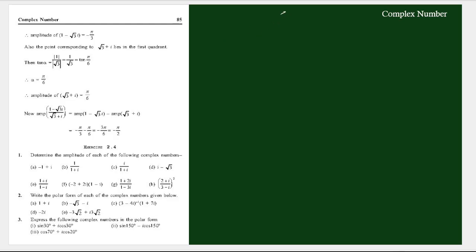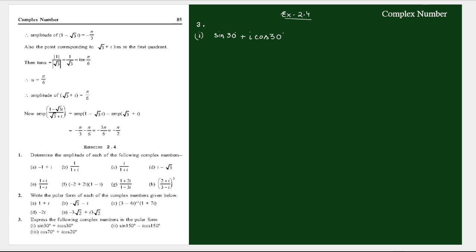So exercise 2.4, then question number 3. What is that? Already the trigonometric form is given. Yes. Now what is missing is our r. R is missing. So we need to find out the r.